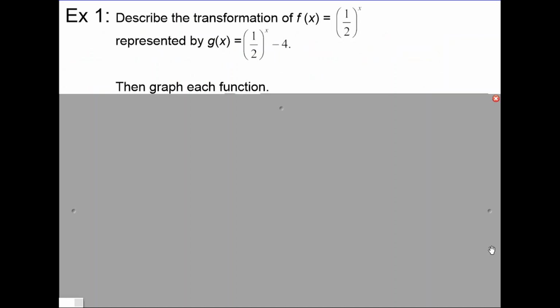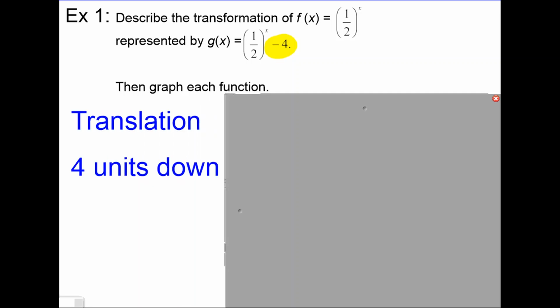So now let's look at example 1. It says describe the transformation of f of x equals 1/2 to the x power, represented by g of x equals 1/2 to the x power minus 4. If you look carefully, the only difference between the original and the new function is that minus 4 on the end. Then, of course, it says graph the function after you're finished. So this minus 4 is a translation down 4 units.